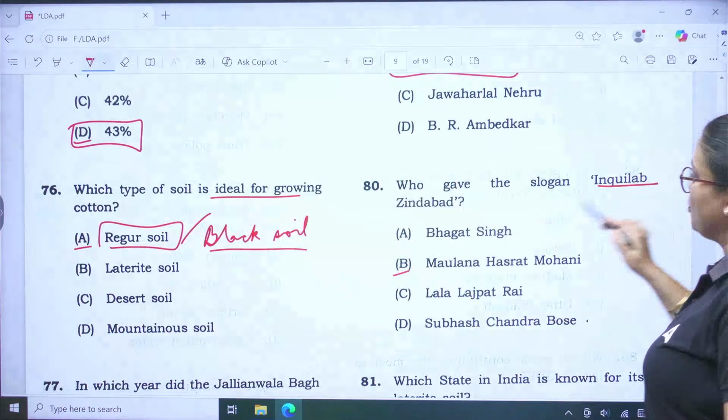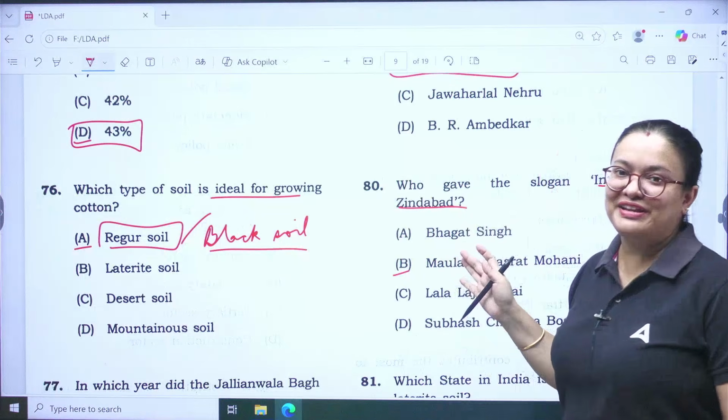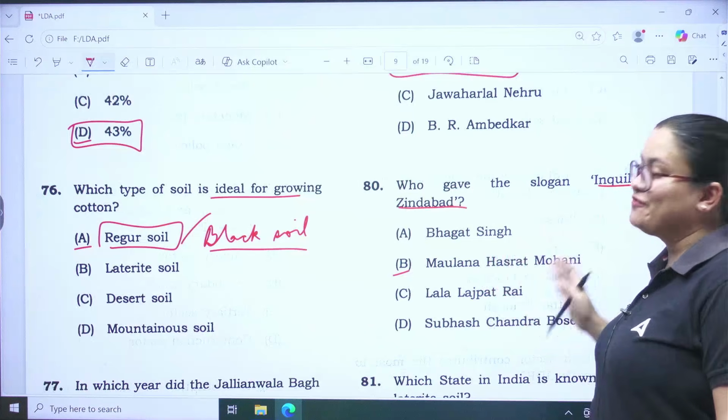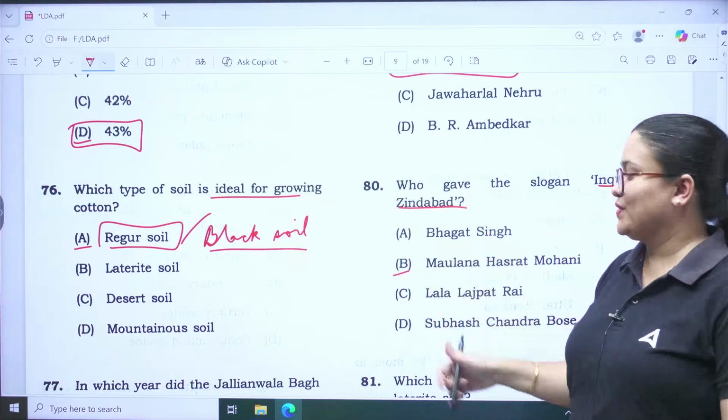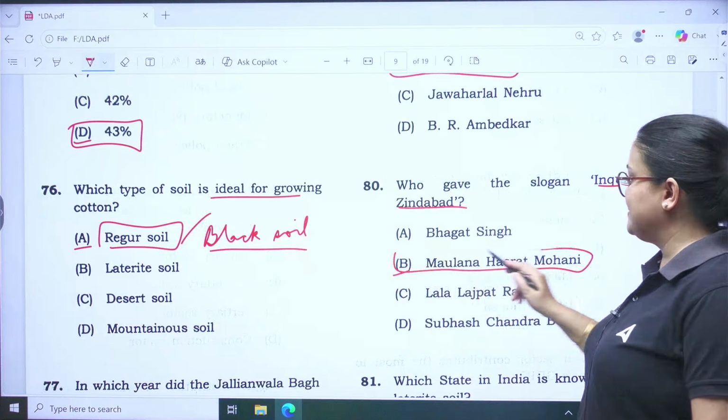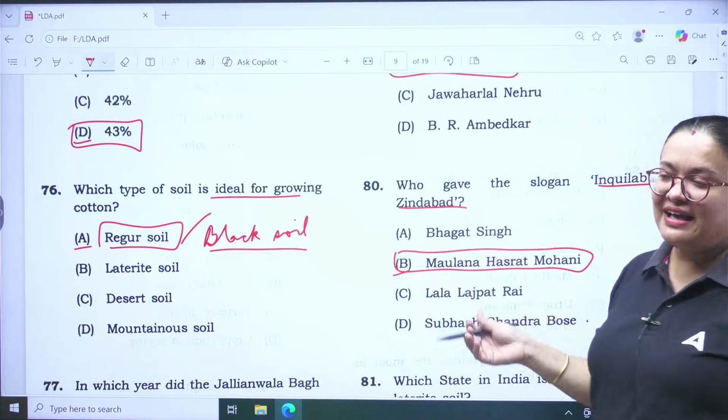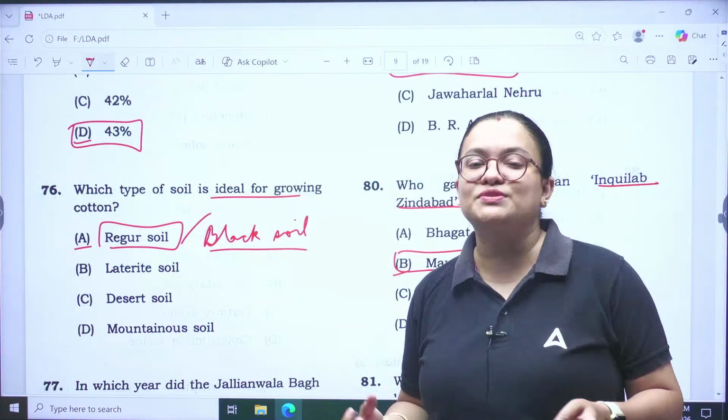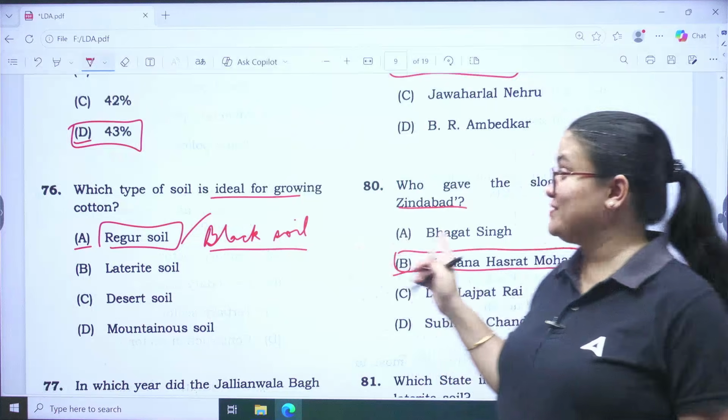Next, who gave the slogan Inqilab Zindabad? Many of you have given the answer Bhagat Singh. It was not Bhagat Singh who gave this particular slogan. It was Maulana Hasrat Mohani who gave this slogan. Many of them have used the slogan, but the question asked about the one who gave it.